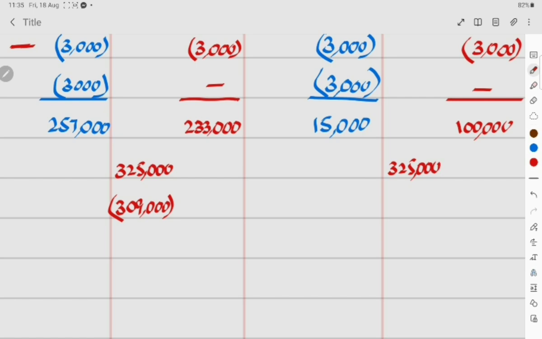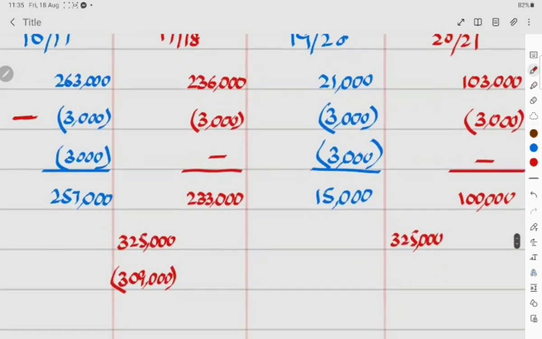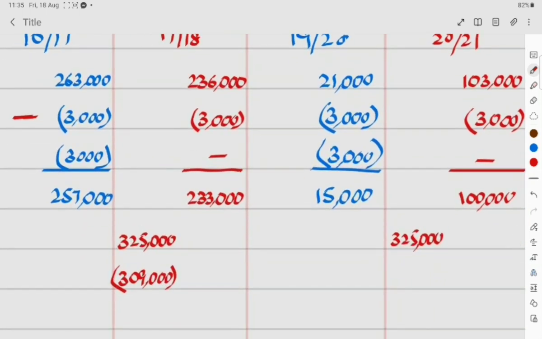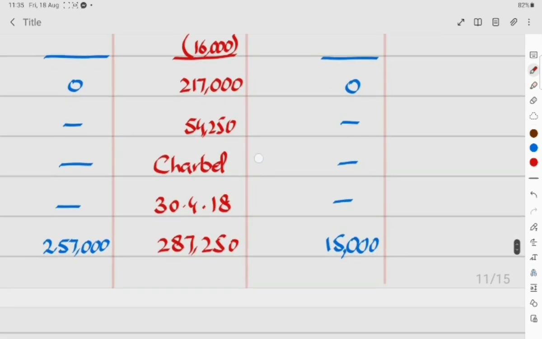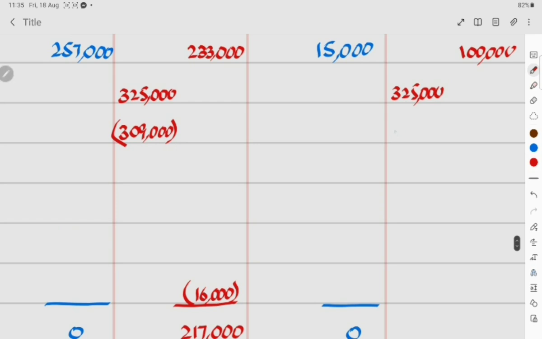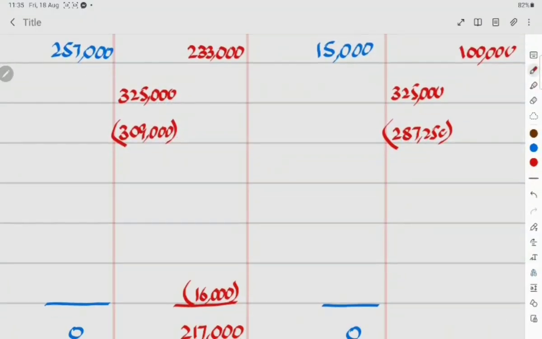In the previous 7 years, it is the only gift on 1st June 2017 where the nil rate band is applied. Remember, we have to consider the previous 7-year period. And in this year, no doubt we have utilized a nil rate band of 16,000, but we don't have to consider this. We have to consider the gross chargeable amount in that year, and that is to be taken as the nil rate band utilized. So after deducting, 3,25,000 minus 2,87,250 is 37,750, which is the nil rate band available.